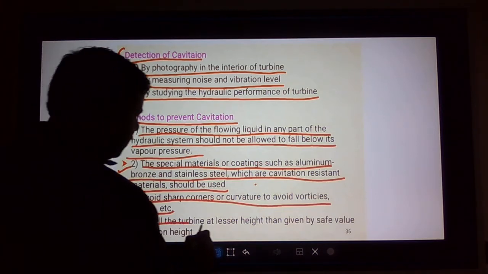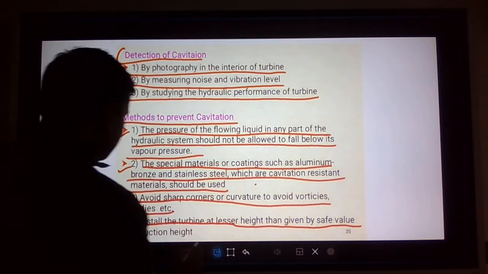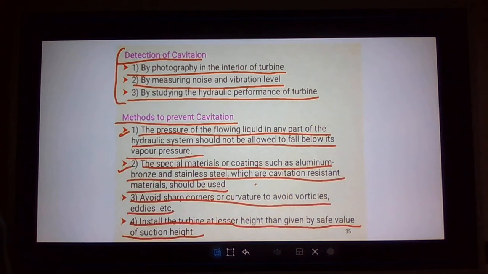You should install the turbine at a lesser height than that given by the safe value of suction height. So what is the safe value of the suction height? Try to install your turbine below that height, because by reducing H you are able to reduce your sigma. Okay, so this can be used.